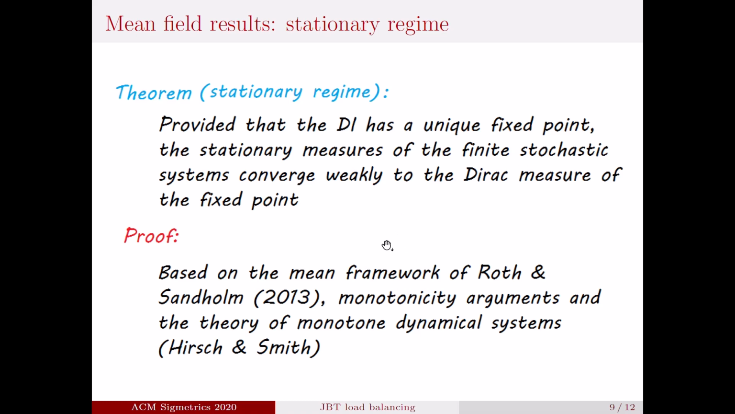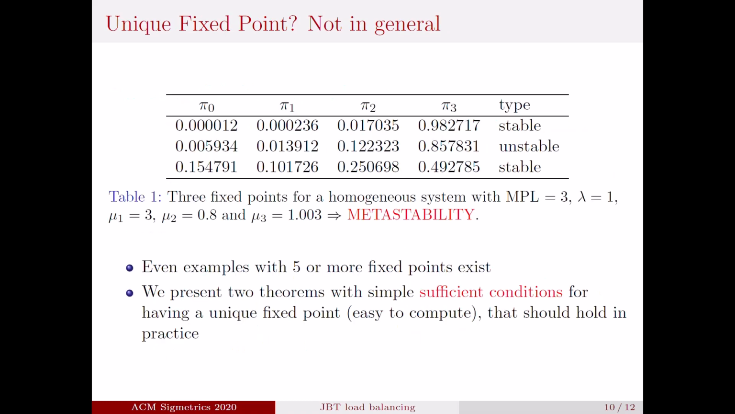Okay? So we know now we can study the system by focusing on the fixed point, provided that we have a unique fixed point. But do we have a unique fixed point in general? The answer is no. The reason is that when I introduced those resource sharing servers, I mentioned that the service rate, when there were k jobs in service, was denoted by mu_k, and those mu_k values can be any values. So here I have a simple example of a homogeneous system with a multiprogramming level equal to 3. We have picked mu_1 equal to 3, mu_2 equal to 0.8, mu_3 just slightly above 1. It turns out that for those parameters, the differential inclusion actually has 3 fixed points, 2 of which are stable and 1 is unstable.